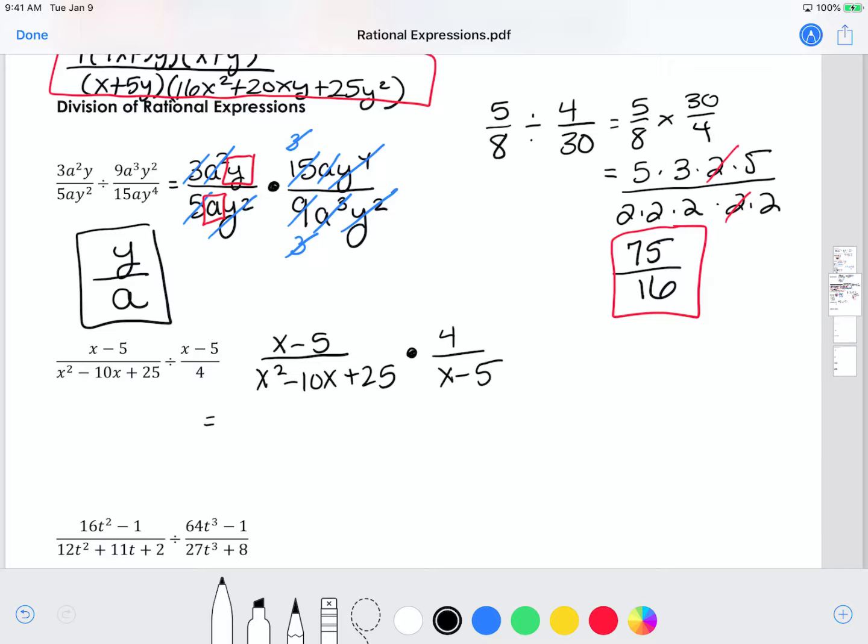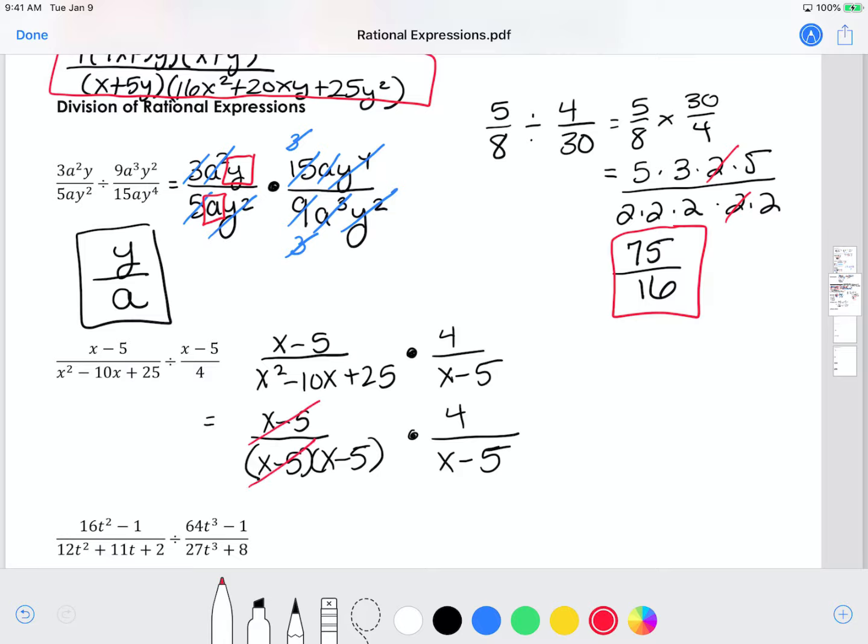And now what I'm going to do is factor everything and cross off what they have in common. So x minus 5 on the top in the first fraction, we can leave that alone. That's as factored as it's going to get. In the denominator, I can factor that as x minus 5 times x minus 5. And then in the second fraction, there's nothing to factor, so I'm just going to carry that down. And now I'm just going to start crossing off everything that they have in common.